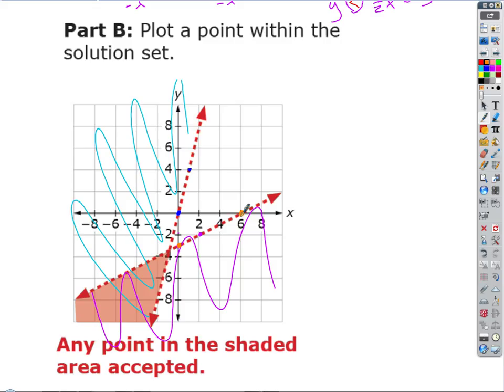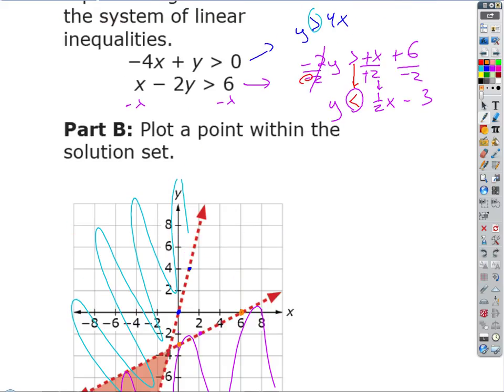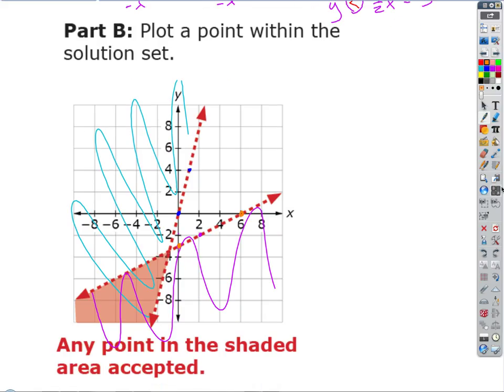Now the question is, how do we know which side to shade? Well, if I didn't put it into this form, I've got 2 options. One of them is I could test a point. Let's test the point 0, 0, because 0, 0 is not on that line, is it? It's not on this bottom line.